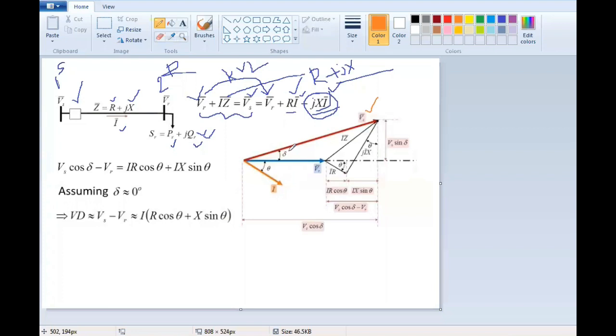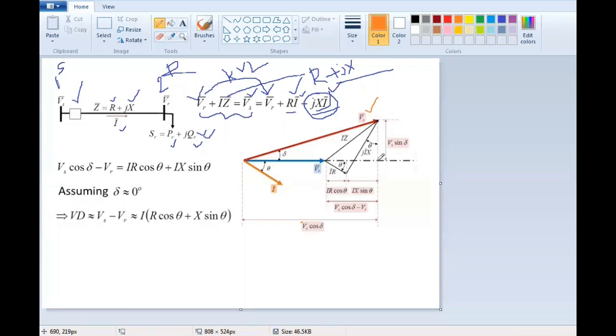So if you want to get the adjacent side, you have to multiply the hypotenuse with the cos. Vs is the hypotenuse and the cos of delta. So from this point to this point, it is Vs cos delta. And from this point to this point, it is already assumed as VR, the reference phasor. So it is VR.